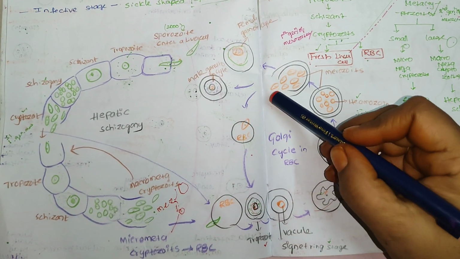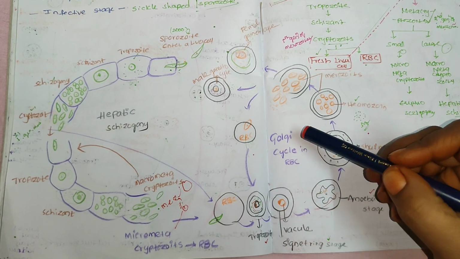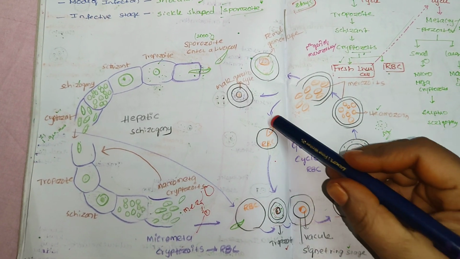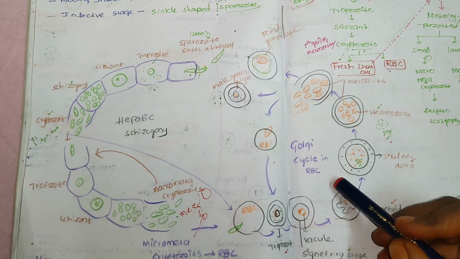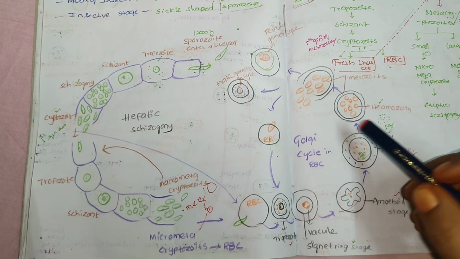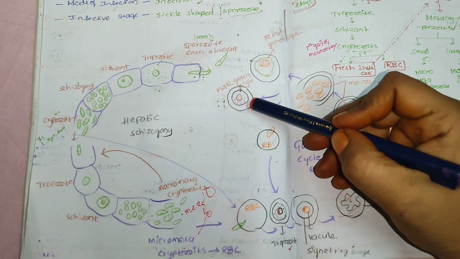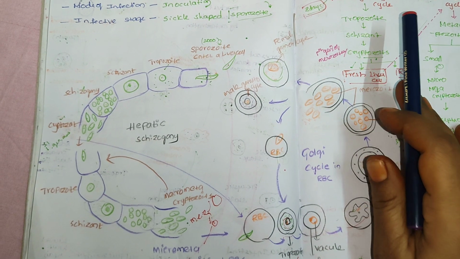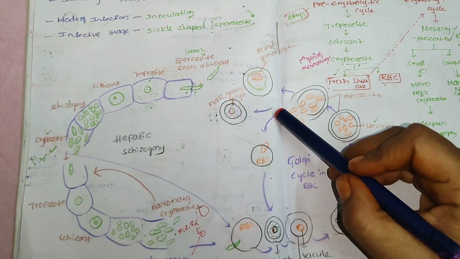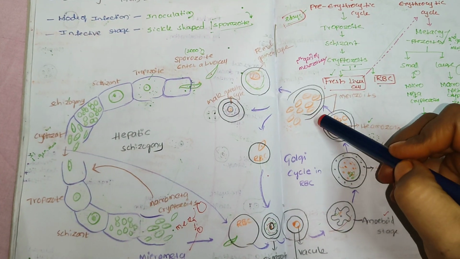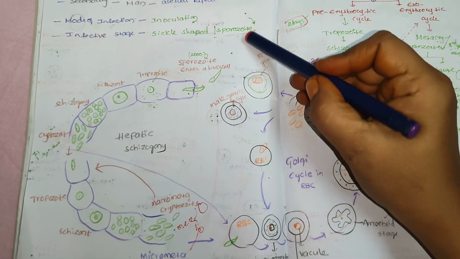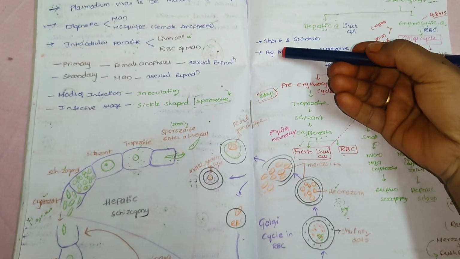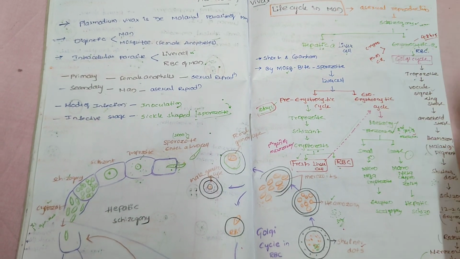Then these merozoites again enter fresh RBCs and continue the Golgi cycle, or erythrocytic cycle, in the RBC. Then the merozoites produce male and female gametes. But these gametes are not developed in the human due to the pH and temperature of the human. If a mosquito bites the infected person, these gametes enter the mosquito and continue with sexual reproduction. So again the Plasmodium life cycle in the mosquito occurs by sexual reproduction.